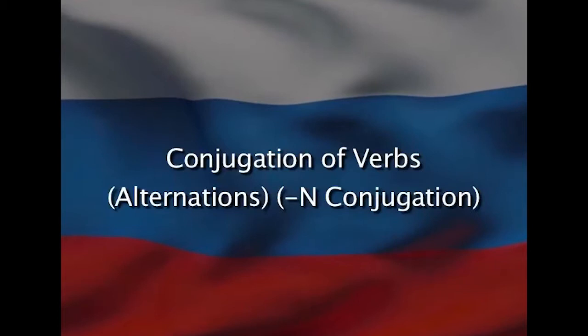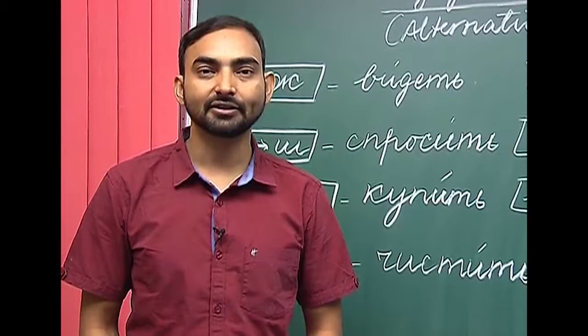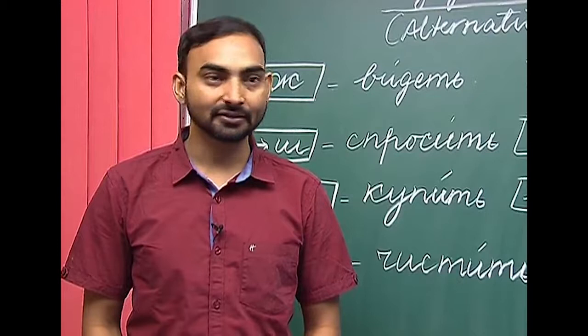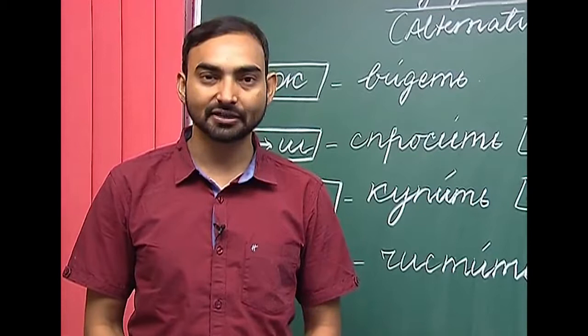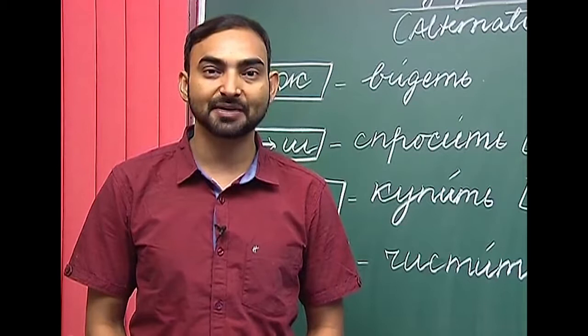So, we have learnt the alternation of consonants in the conjugation of verbs. The alternation happens in all the conjugated forms of verbs like pisat. When you conjugate pisat, this consonant alternation from s to sh happens in all the forms. Ya pishu, ti pishish, onana pishit, mi pishim, vi pishite, ani pishut.